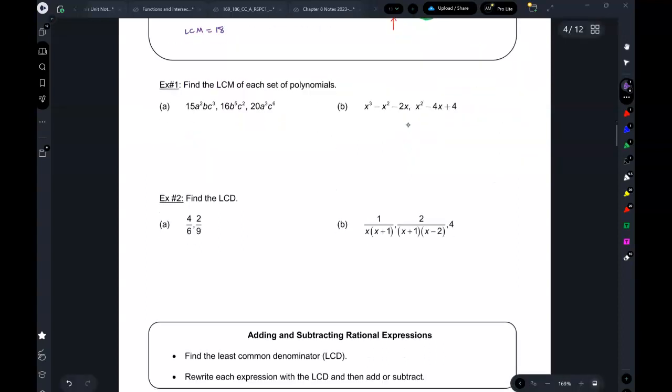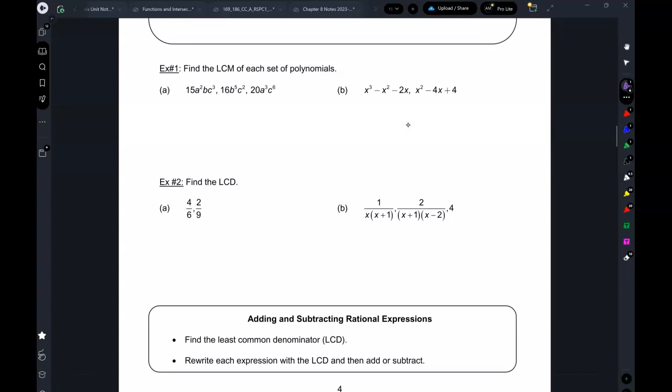Okay, so here, let's see how we can get an LCM of each of these. First of all, I have some coefficients here. I have a 15, I have a 16, and I have a 20, right? The LCM of the 15, the 16, and the 20 is actually 240. I know that's a bigger number than we're used to, but generally they won't be that big. Okay, next, take a look at what we have.